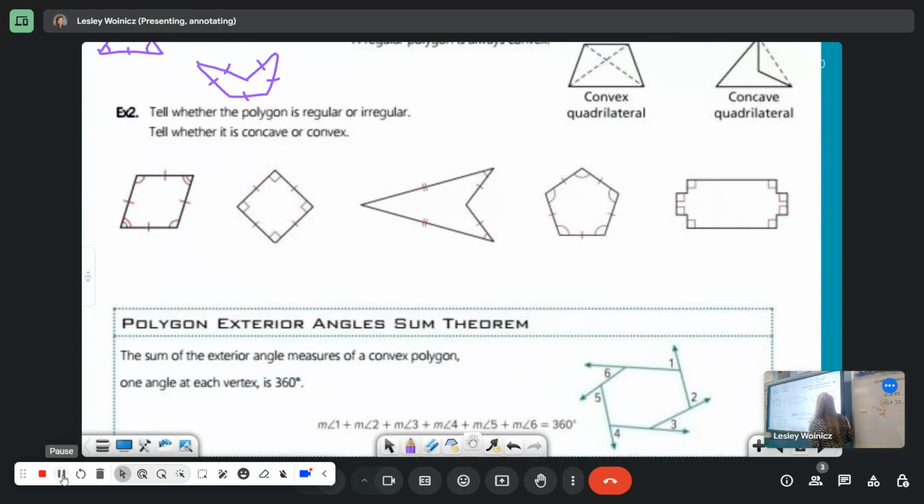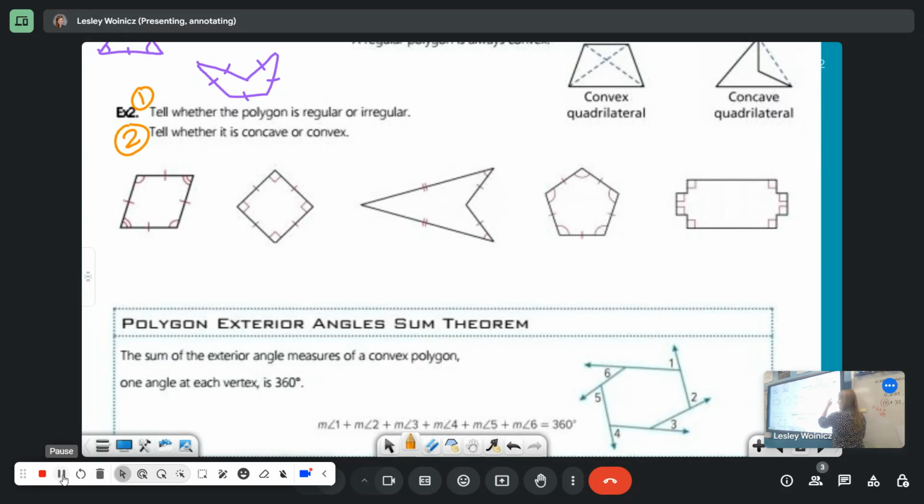Okay, so for these we're going to tell whether the polygon is regular or irregular, and then we're going to say concave or convex. So let's just start with the first thing first. We'll do this regular or irregular first, and then we'll do this. So go through and say, is it regular or irregular? And then we'll check those, and then we'll do concave or convex.